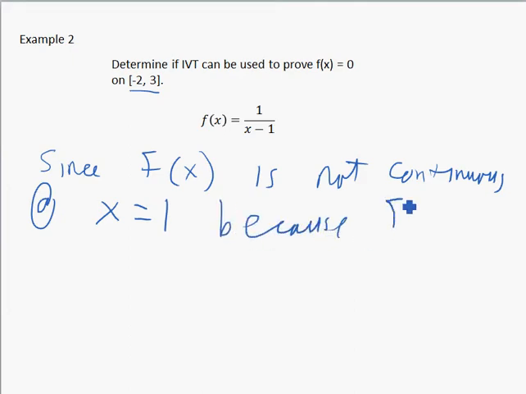1 is between -2 and 3. You can write that like this. 1 is in the interval. It's between -2 and 3. IVT does not apply.